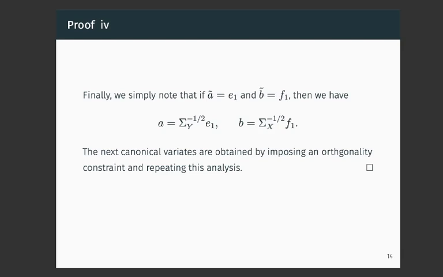We can get the next canonical variates by repeating the same analysis, but imposing an extra constraint of orthogonality, or being uncorrelated, between the canonical variates. I'm not going to go over those details, but you can look online or in textbooks to find them if you're interested.